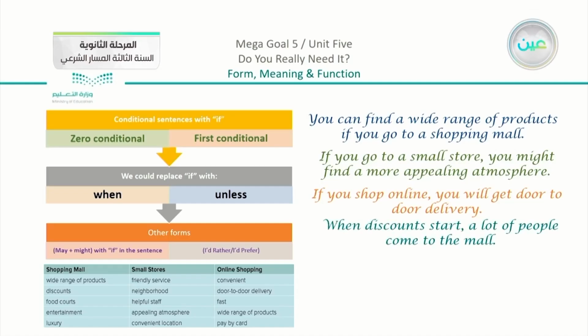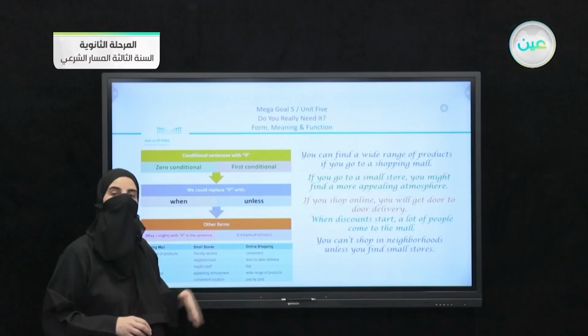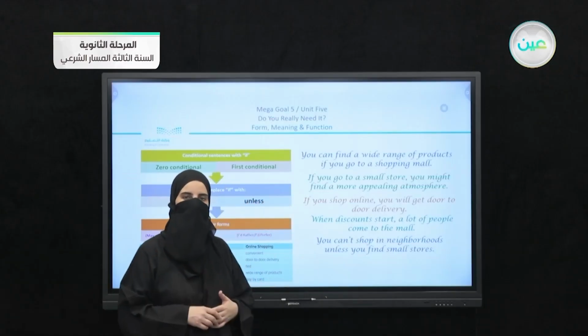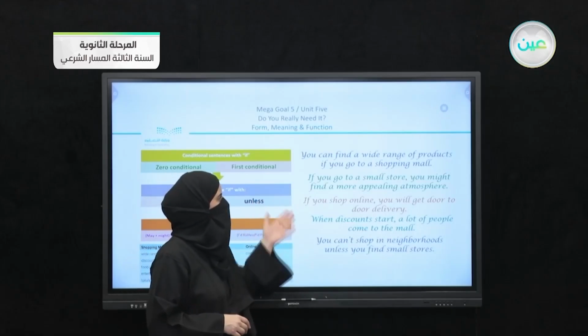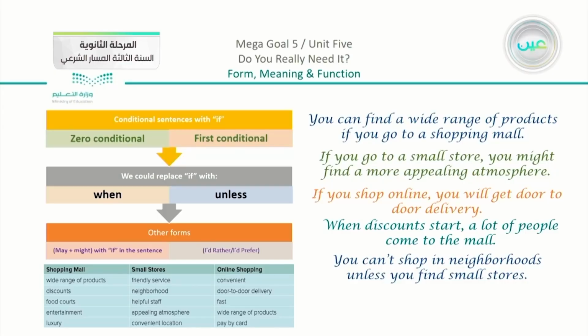When discounts start, a lot of people come to the mall. You can't shop in neighborhoods unless you find small stores. Now here in these sentences, you can see in the first sentence that I have the if clause in the second part of the sentence, and there is no comma. We have the second sentence, we have the if clause at the very beginning, and we did have our comma in the middle of the sentence. After that, you can see that also we have here the other part.